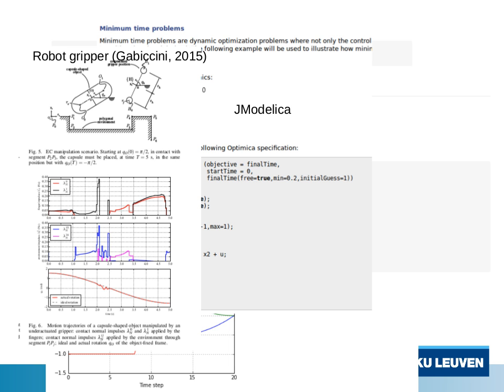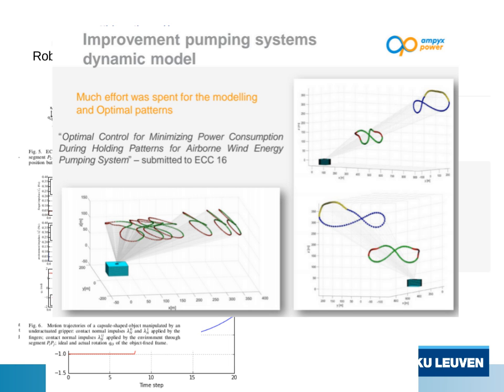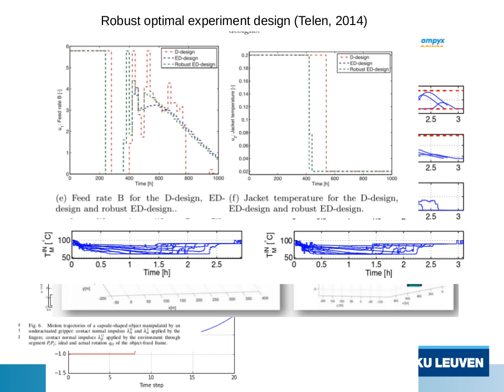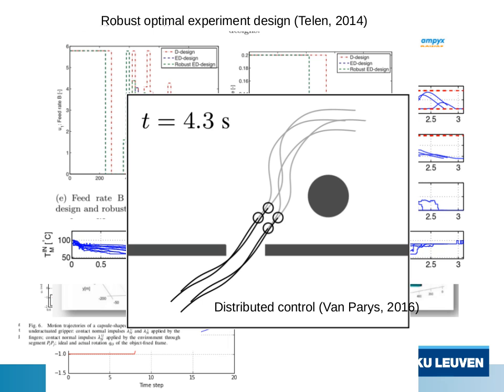For example, in robotics, in power generation with kites, MPC applications, stochastic MPC, scenario-based robust MPC, all these things. Optimal experiment design, distributed control. Really, CasADi is just trying to help you to build these more complex analysis tools or explorations of existing applications. So that concludes my presentation.